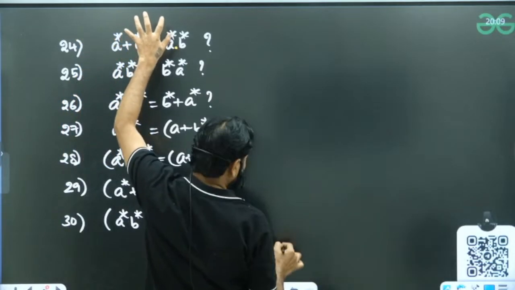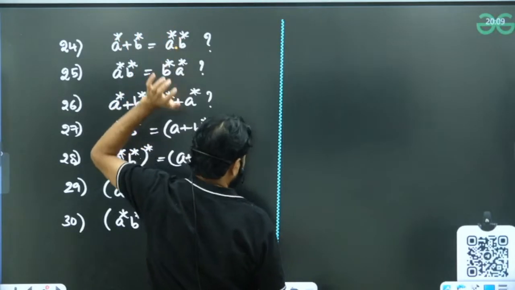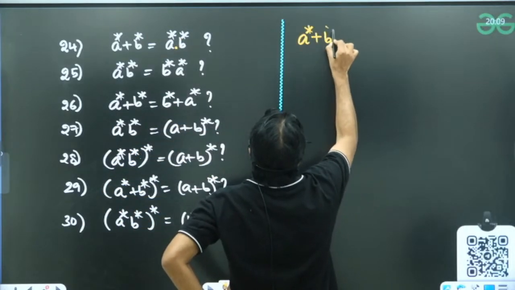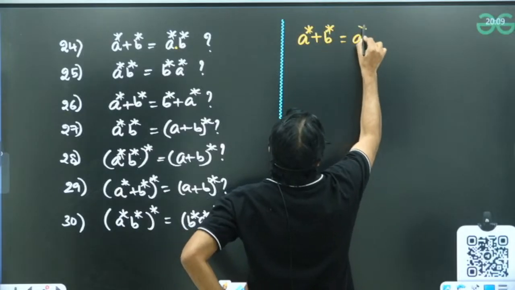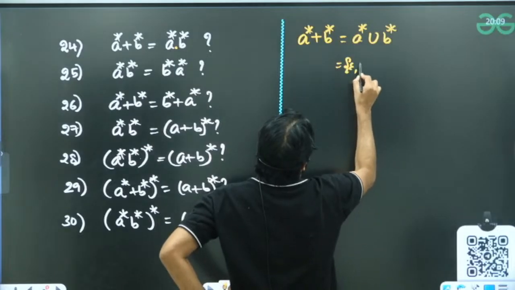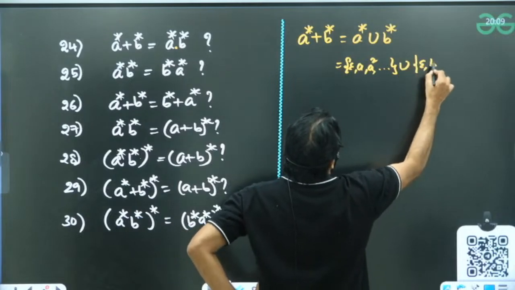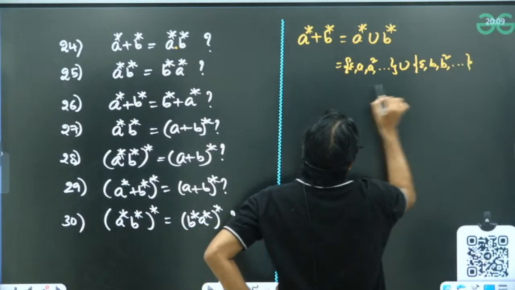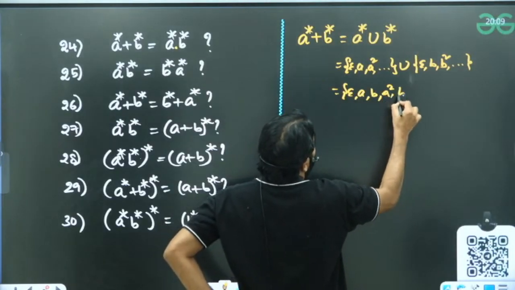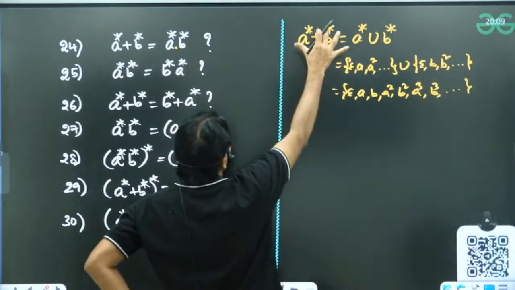Let me write one by one. If anybody wants to understand this, it is nothing but A star union B star. In A star, you will have epsilon, A, A square and so on. Union B star, you have epsilon, B, B square and so on, which will give you epsilon, A, B, A square, B square, A cube and so on. This is about A star plus B star.